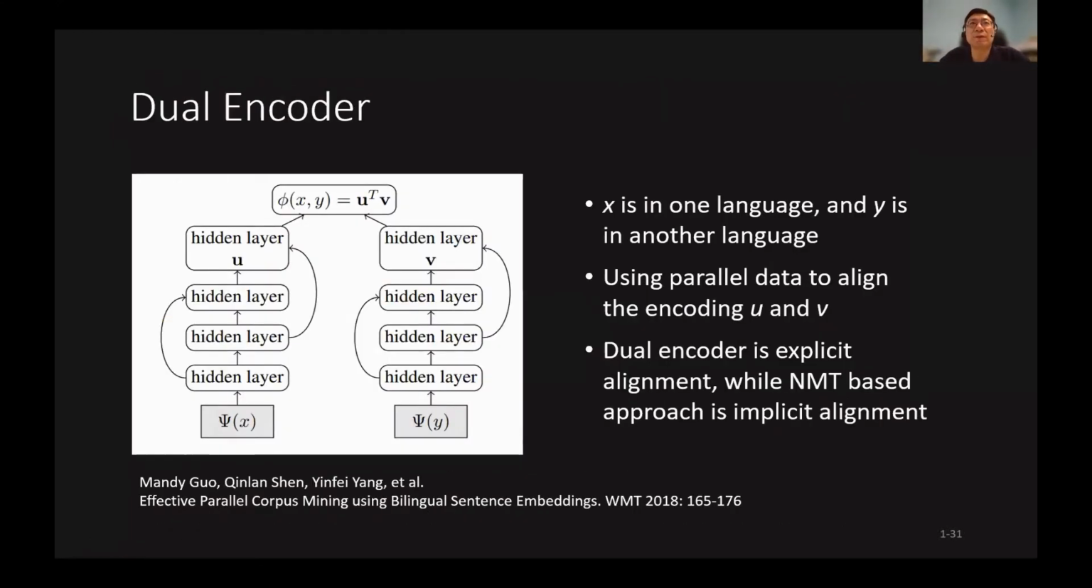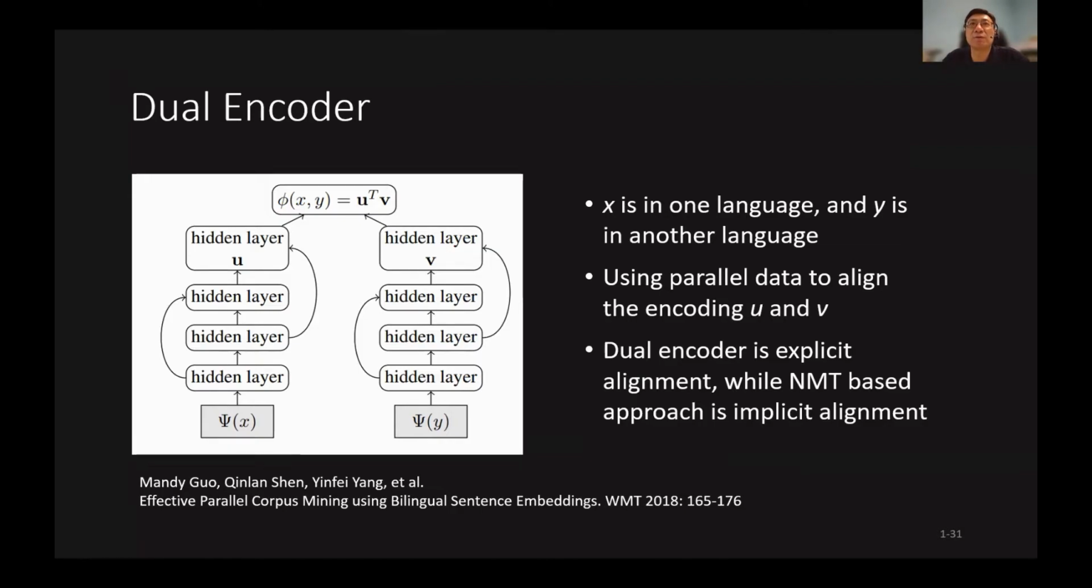Different from the previous NMT-based approach, the dual encoder approach adds explicit constraint for language alignment. So here, let us look at the work from Guo et al. as a representative to explain the idea. Suppose X and Y are two sentences in two different languages. Each of them goes through a stack of hidden layers and then gets an encoding vector, let's say U and V, respectively.